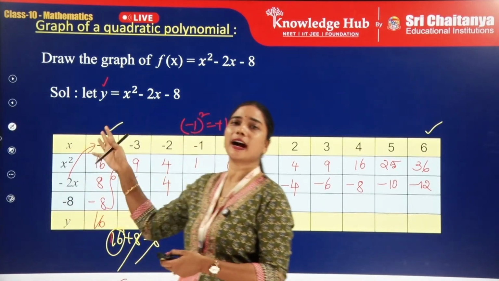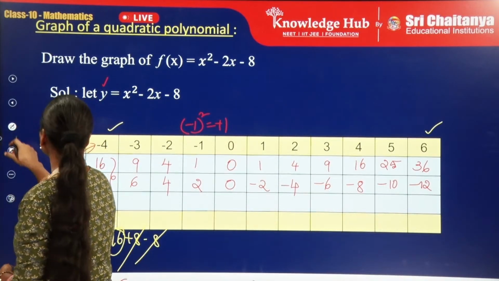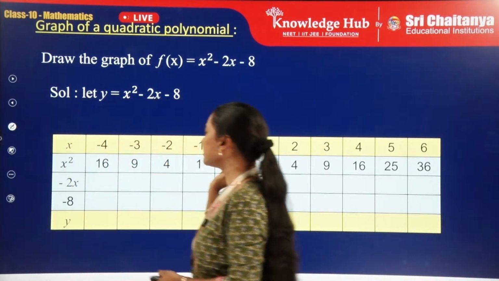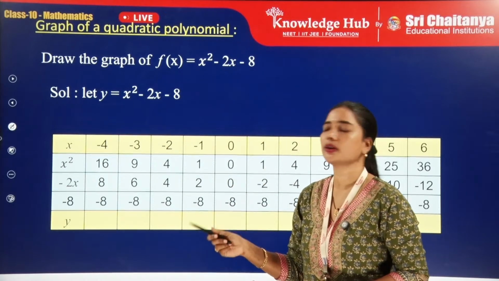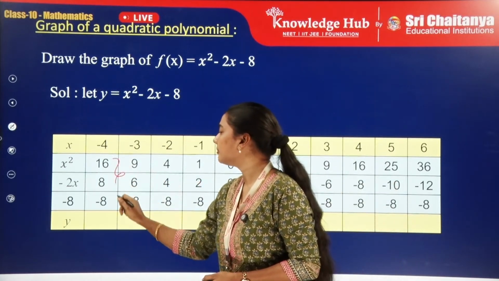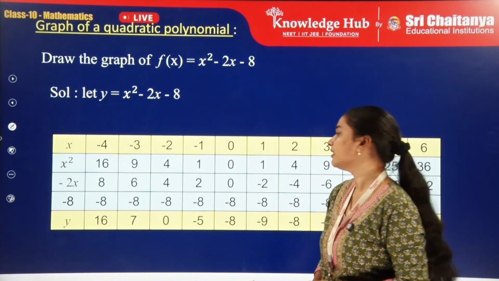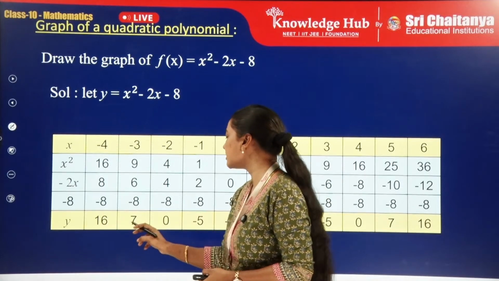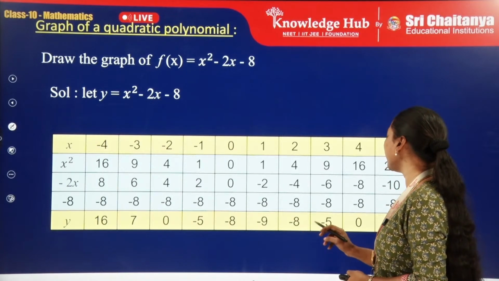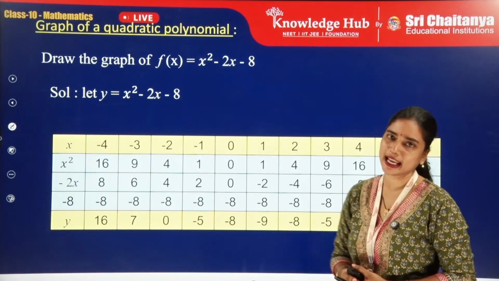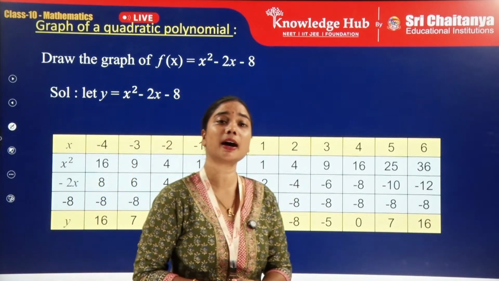Like the way we have to complete the entire table. So find the x square value, the minus 2x value, add minus 8 to it, and by finding the sum of these three terms, we will get the value of y here. And the values of y here are 16, 7, 0, minus 5, minus 8, minus 9, minus 8, minus 5, 0, 7 and 16. So what will be the points of the coordinate plane, x comma y?